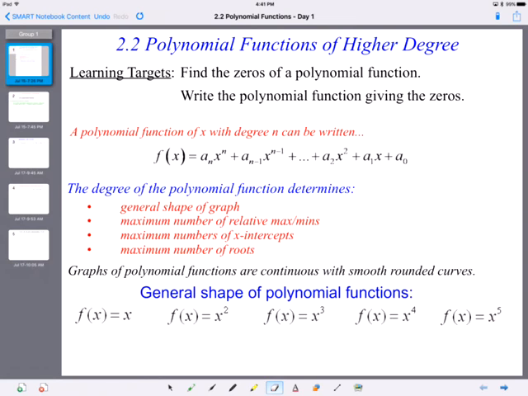Couple of things. We're going to find zeros of a polynomial function. We're going to write the polynomial function given the zeros as well. So we're going to work forwards, and then we're also going to work backwards. A couple definitions we need to take care of first.